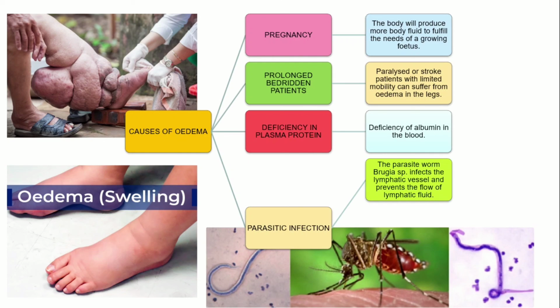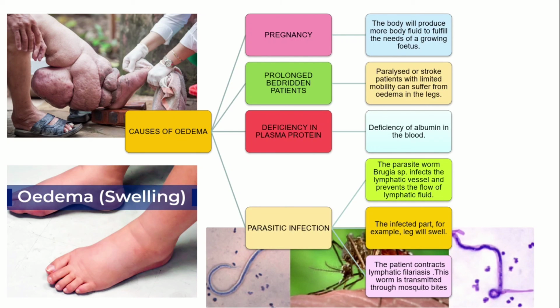The parasite worm of the Brugia species infects the lymphatic vessel and prevents the flow of the lymphatic fluid. The infected part, for example the leg, will swell. Last one is the lymphatic filariasis. This worm is transmitted through the mosquito bite.